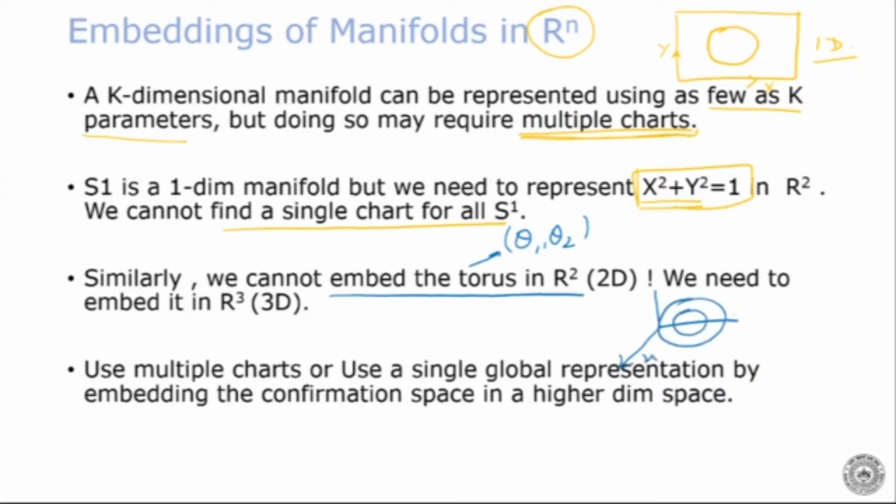This is my x, that's my y, and that's my z. Similarly, we cannot embed a torus in 2D, that is R^2. We need to embed it in 3D now. So we can use multiple charts or use a single global representation by embedding the configuration space in a higher dimensional space. The first example was that of a circle, which is 1D, but you require 2 parameters to represent it. Then a torus, which is 2D, but you require 3 parameters to represent it.